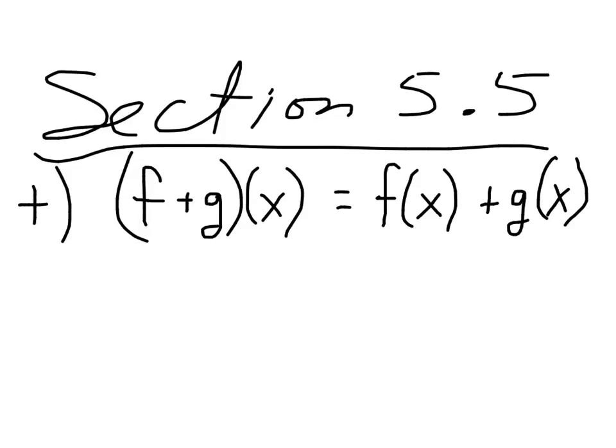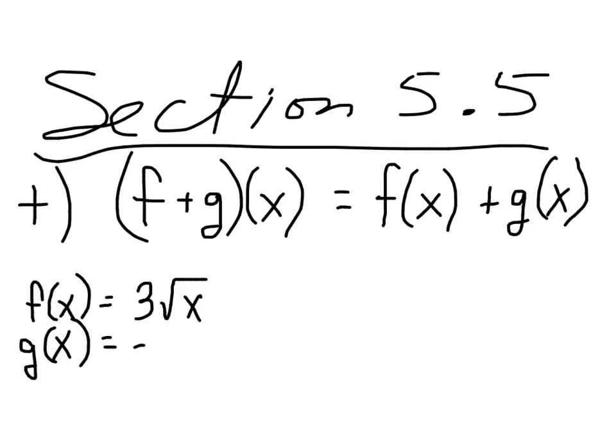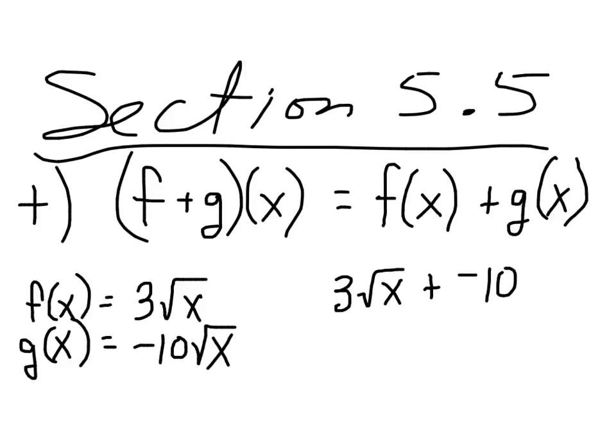Now, that's kind of the formal definition of it, but for this particular thing, it's going to say something like this: let f of x equal 3 root x, and let g of x equal negative 10 root x. And if they're asking you to add f and g together, then you take the f function, so 3 root x, and add to it the g function, negative 10 root x.